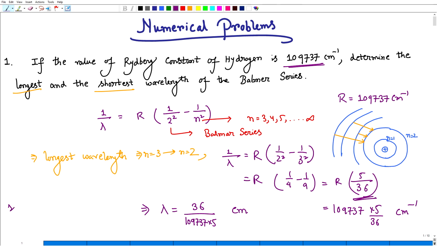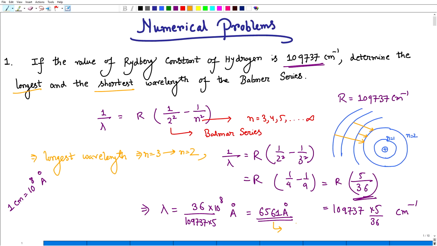Now we know that 1 centimeter equals to 10 to the power 8 Angstrom. So we can write it in terms of Angstrom unit as well. If you do this numerical calculation, it will come around 6561 Angstrom. So this is actually the longest wavelength, and we know that the lines of the Balmer series actually remain in the visible range, right? And it's evident from here. This is actually the red region. Okay, so this is the longest wavelength, but we also have to calculate the shortest wavelength.